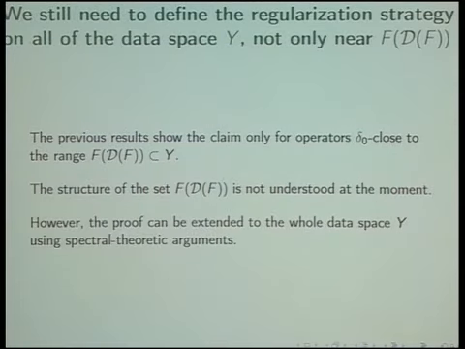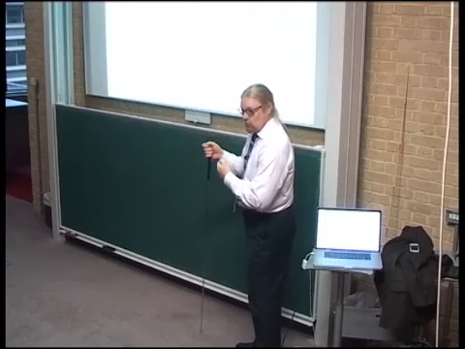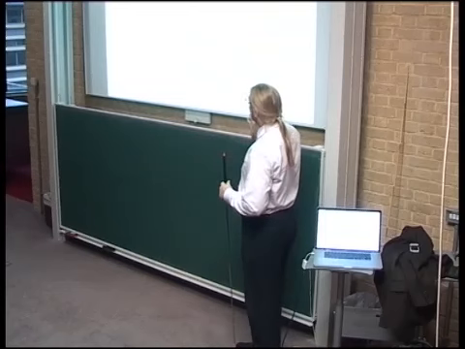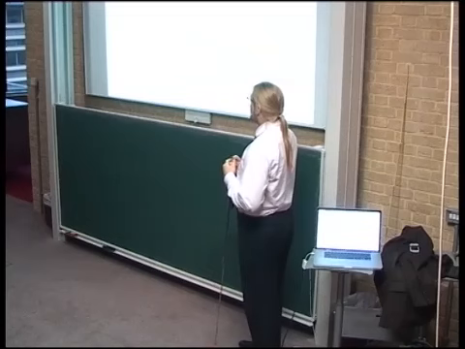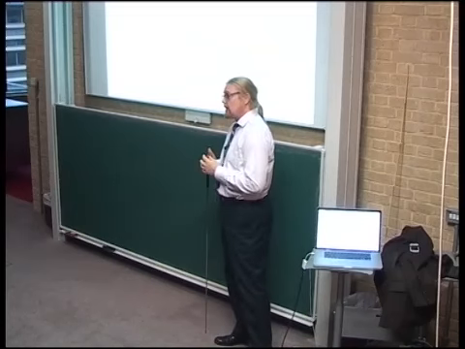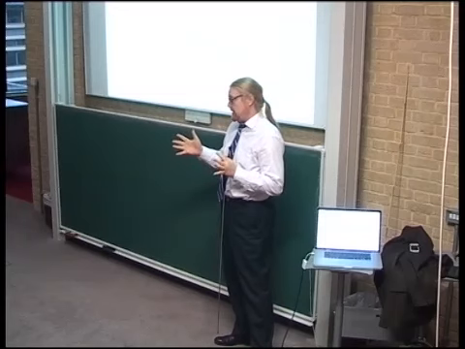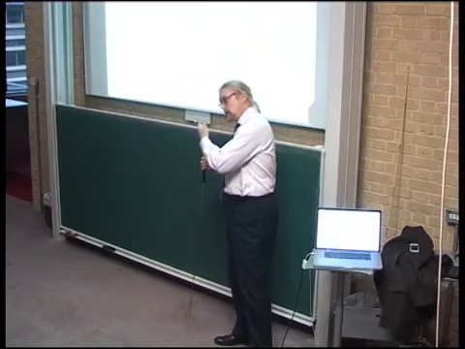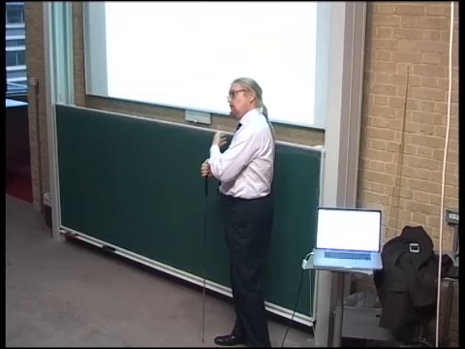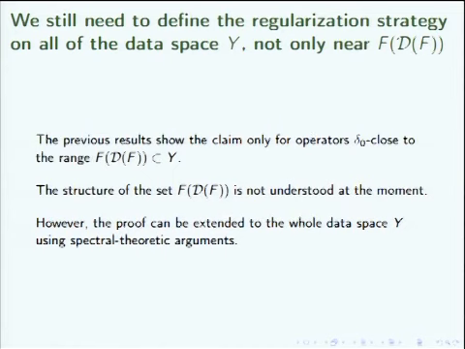So now with that proof we can show the result for small enough noise levels, which is not really satisfactory because, like I said, the range of the forward map is not characterized, so we don't know when we are close to it and when not. But fortunately, using a spectral theoretic extra step, we can actually define our regularization strategy on the whole of the data space Y. And then it restricts close to the range. It will restrict to the one we saw.